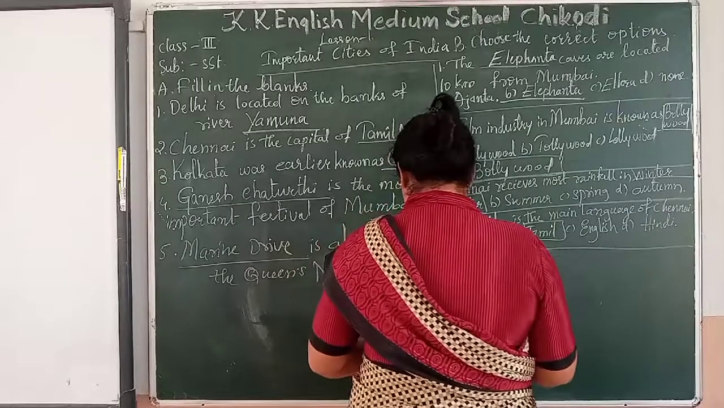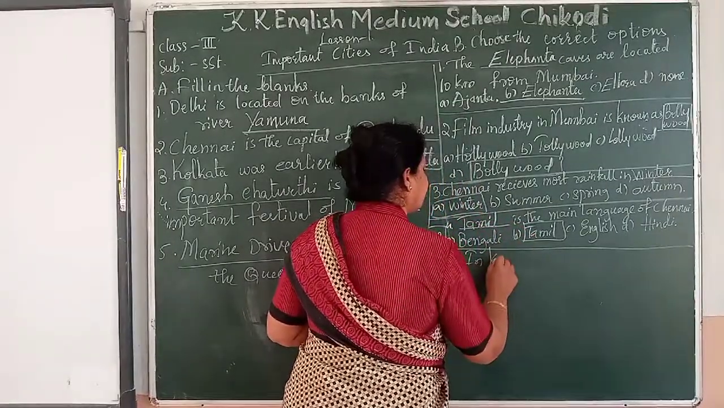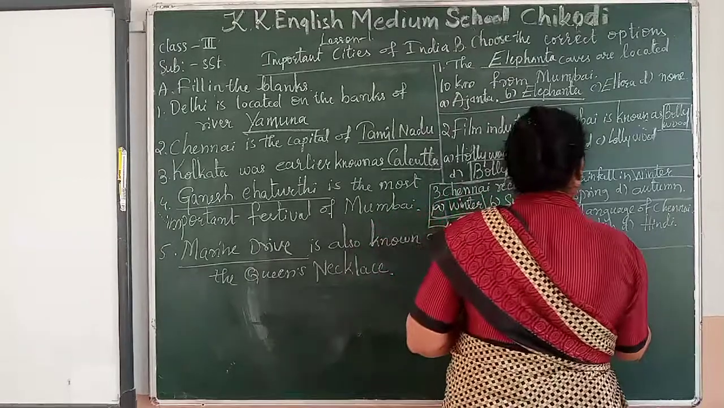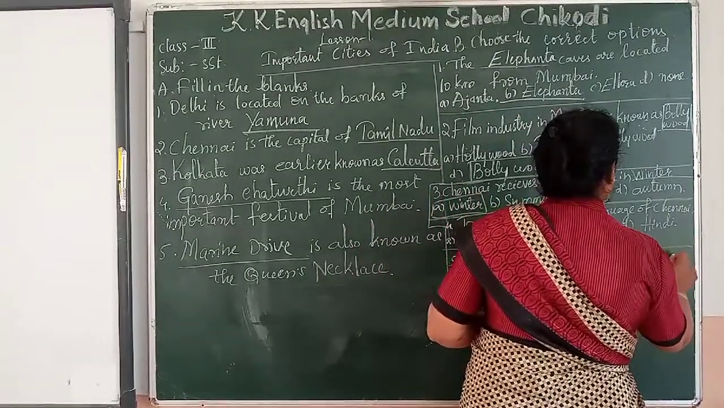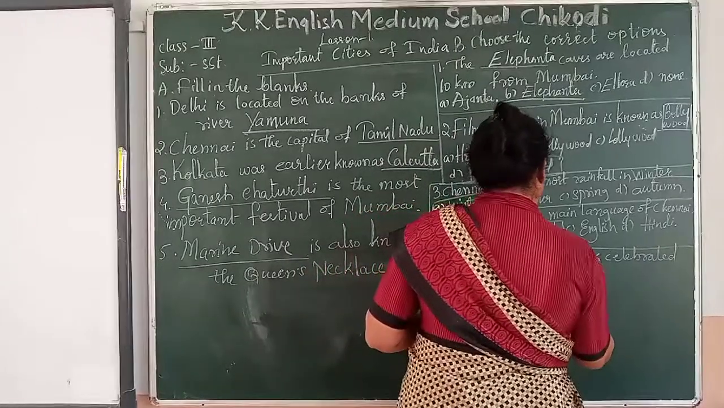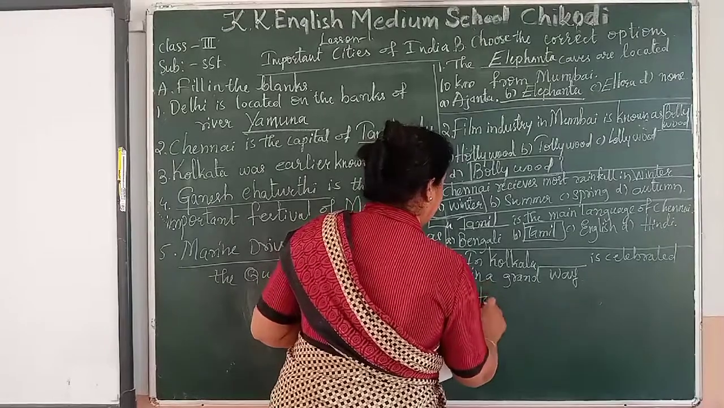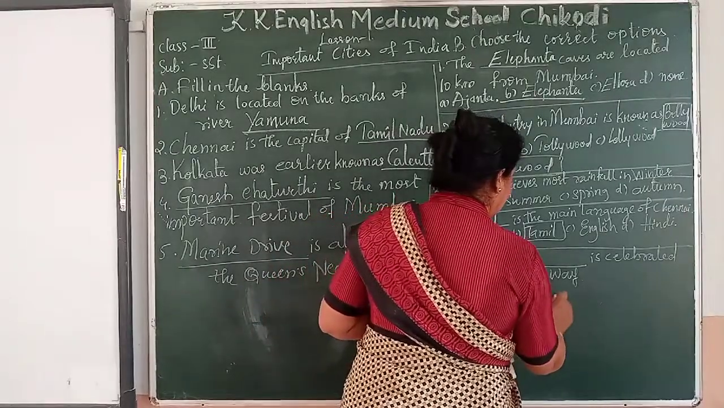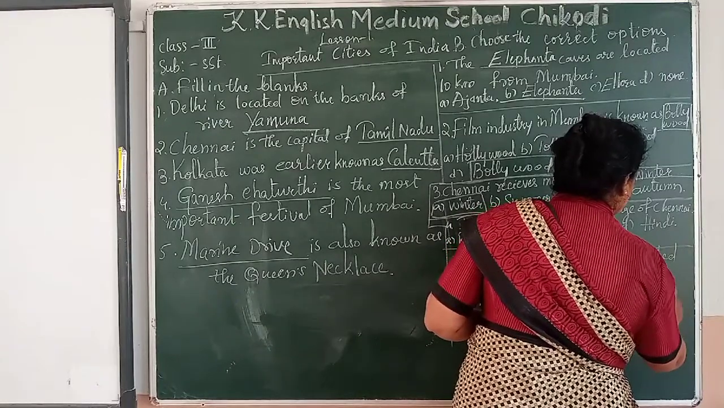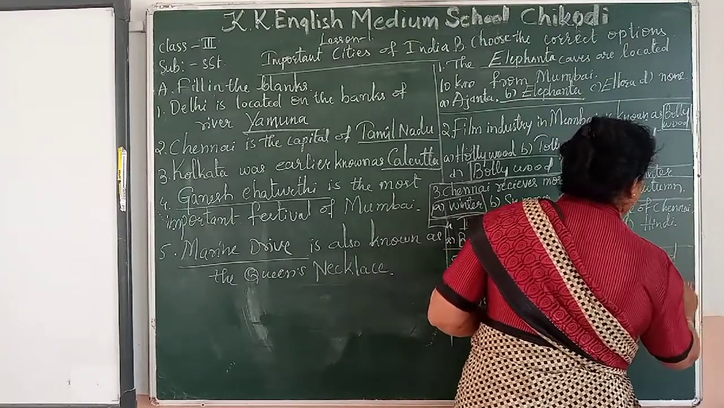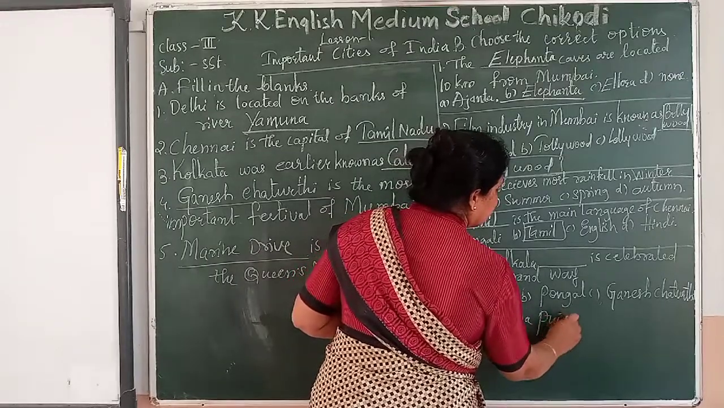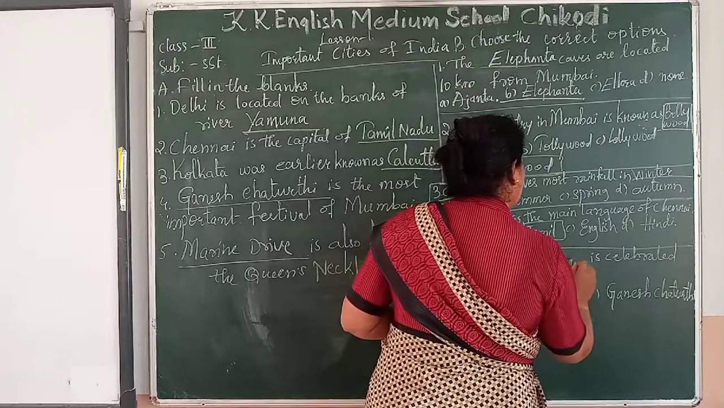Next one, in Kolkata, dash is celebrated in a grand way. Okay, options are Holi. Second option, Pongal. Third option, Ganesh Chaturthi. And the fourth option is Durga Puja. Answer is Durga Puja.